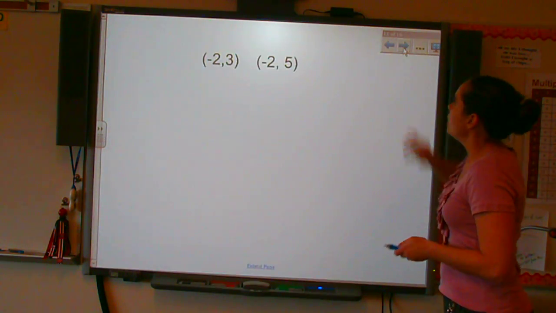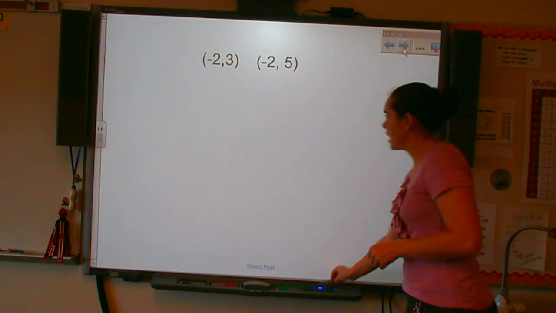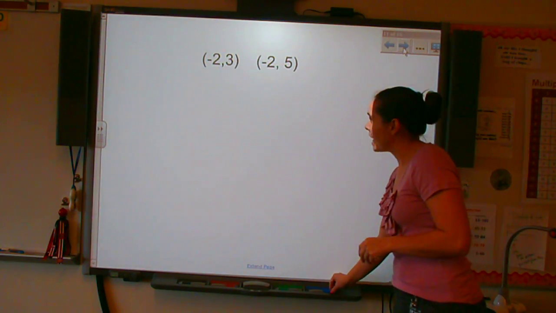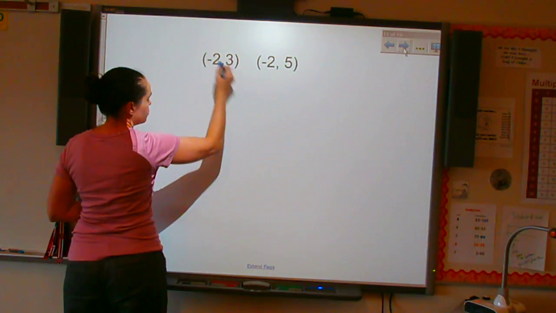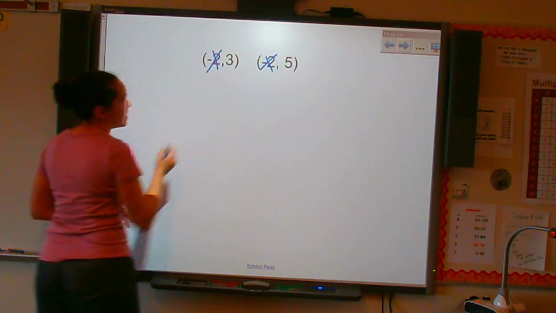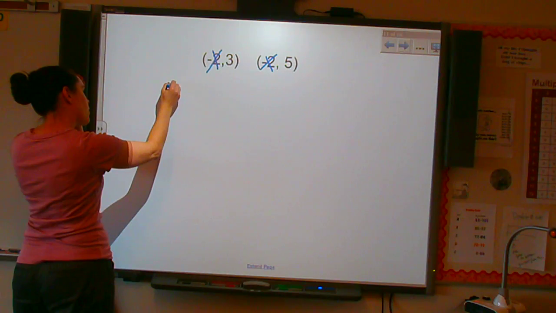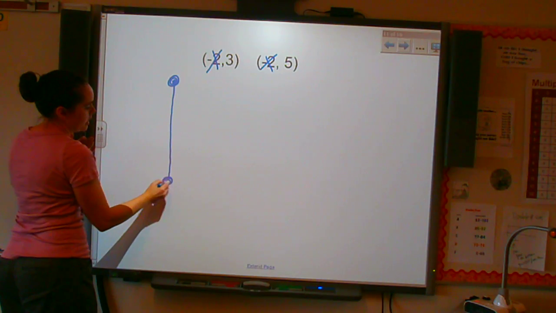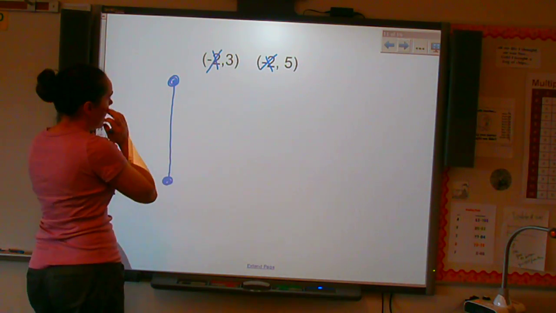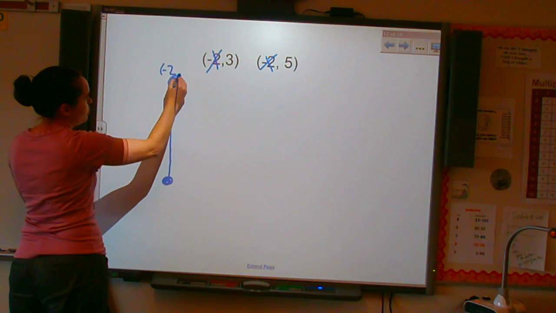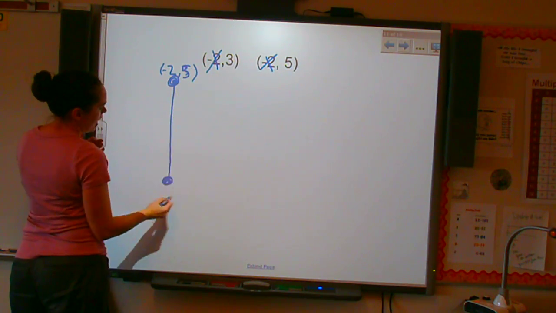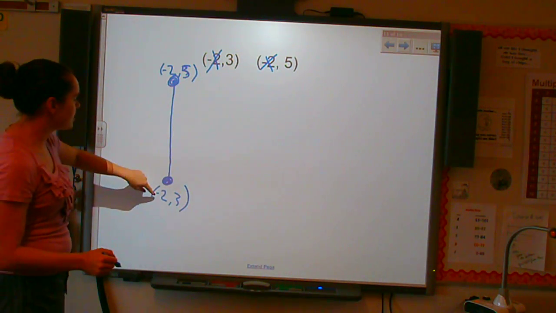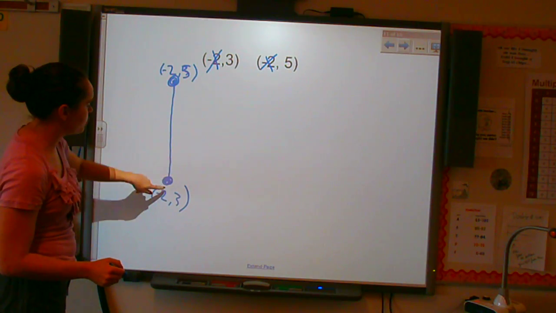Okay? So let's look at our first example. Our first example is (-2, 3) and (-2, 5). Okay? So being that our x values are the same, -2 and -2 are the same, right? This tells us that we have a vertical line, okay? So here's a data point, here's a data point, okay? And this one is (-2, 5), and this one is (-2, 3), okay? So the 2's are the same, so to find the distance, we're looking at 5 and 3, okay?